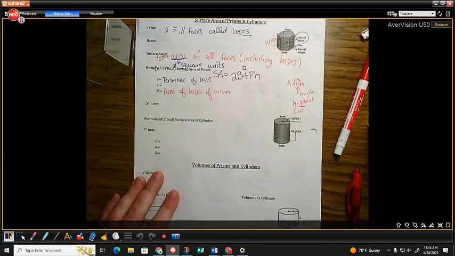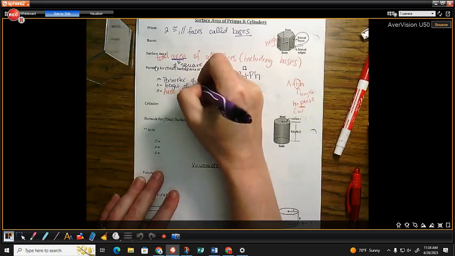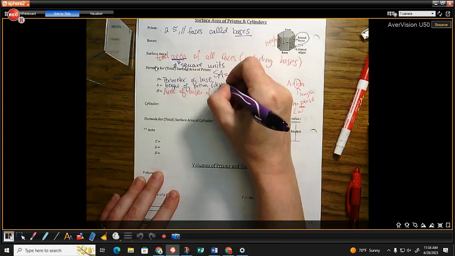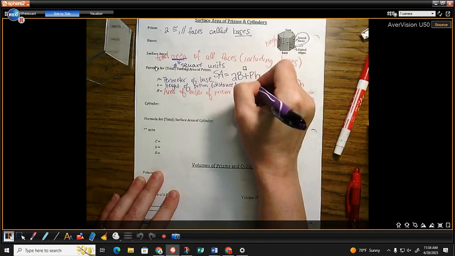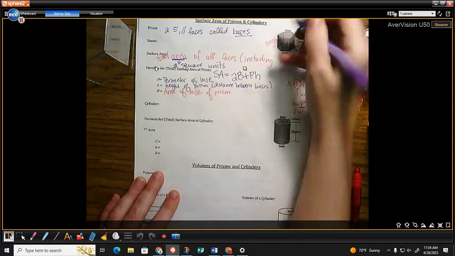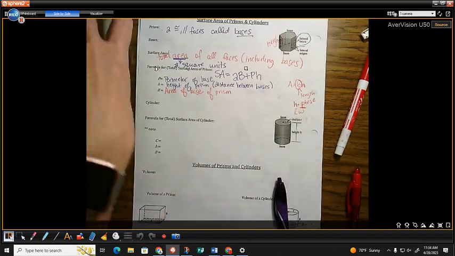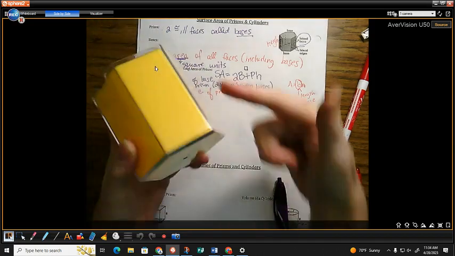What is H? Height of what? Of the prism. And the height of the prism is always going to be the distance between the bases. So this distance between the base on top and the base on bottom is always called your height. Okay? And so here is my height.